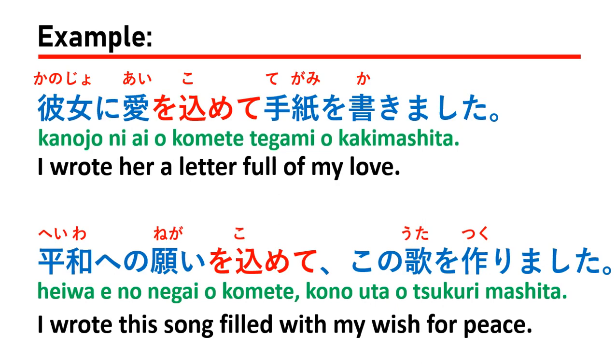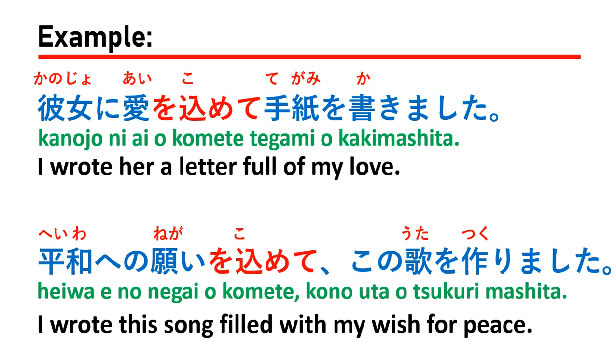So now let's consider the first sentence. The first sentence says 彼女に愛を込めて, right? Here, our noun is 愛, which means love. This kanji means love. Then you feel full of love, right? For whom? 彼女, which means her. 彼女に愛を込めて means you feel full of your love. 手紙を書きました. That means I wrote her a letter full of my love.